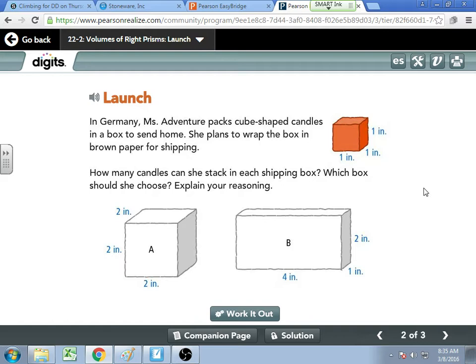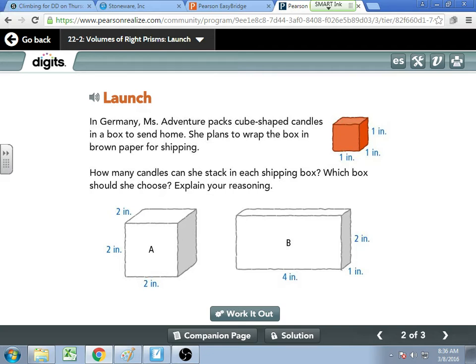So Misadventure, which always makes me think of Mrs. Yasek, was traveling in Germany, and she decides to buy some cube-shaped candles. So these candles are 1 inch by 1 inch by 1 inch, as we see pictured here on the right. We've got two different boxes that she's able to use, and we want to determine which box is going to be the better choice for her to ship the candles home in.